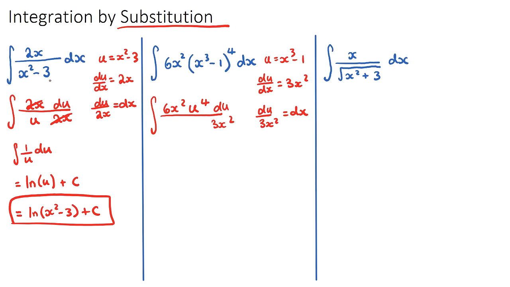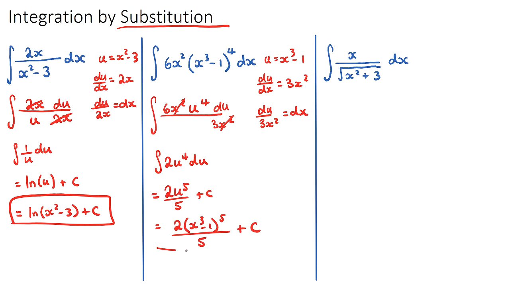Now, similar to example 1, our x's should always cancel out, and x squared will cancel out with x squared, and 6 cancels out with 3, just to become the integral of 2u to the 4 du. Now from here, if we want to integrate, it will just be 2u to the 5 on 5 plus c. This is just our basic integration step. And then finally, we need to replace u, so 2, and then u was x cubed minus 1 to the 5 on 5 plus c. And that's our answer.